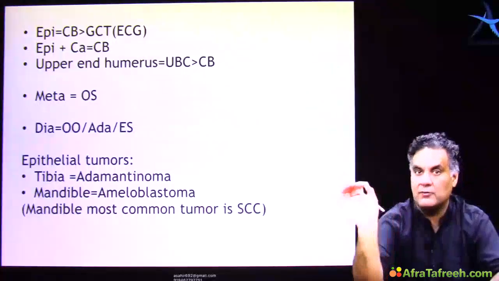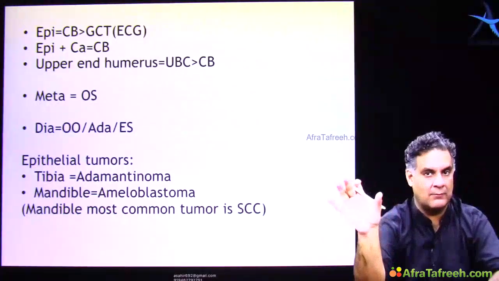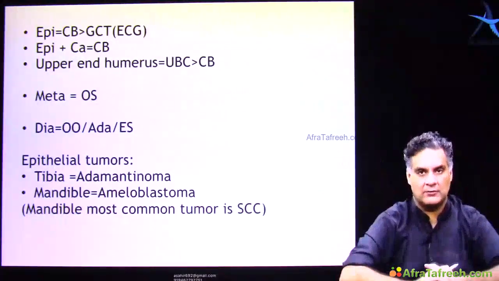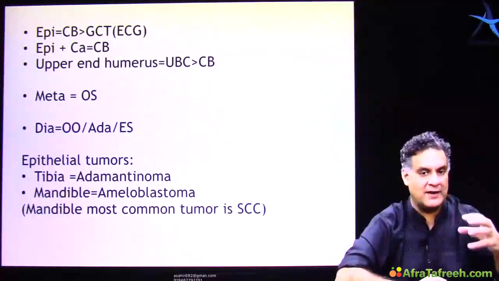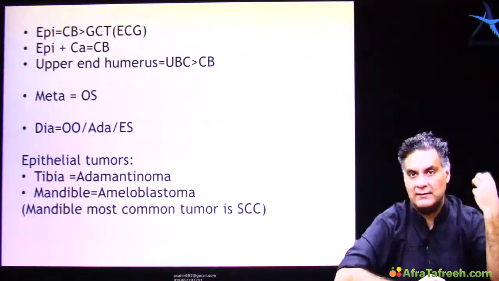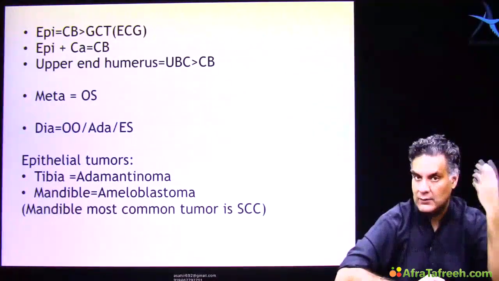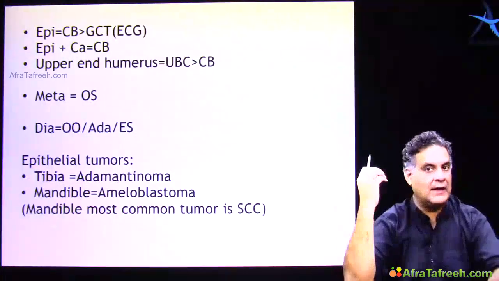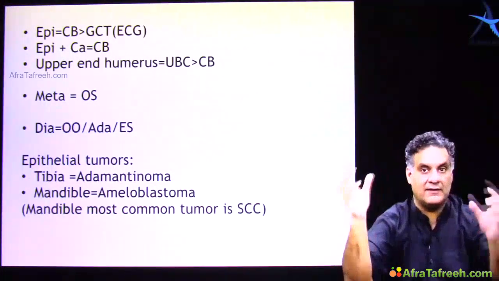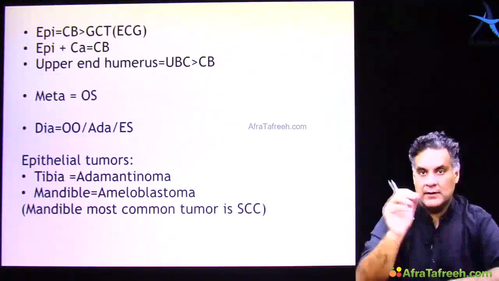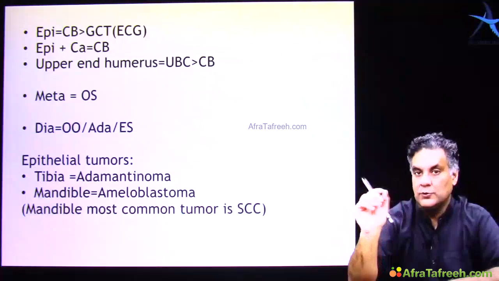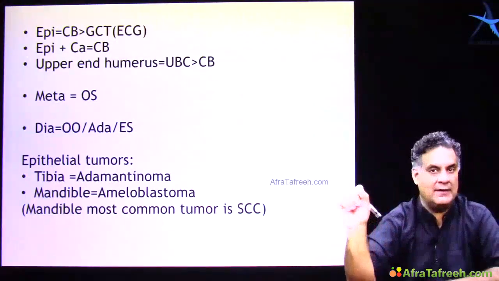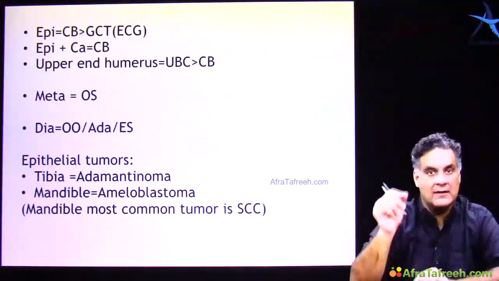If at the upper end of the humerus they talk about one lesion, remember unicameral bone cyst. Unicameral means single cavity cyst, followed by chondroblastoma. Epithelial tumors, not epiphyseal, there are 2 of them. One is adamantinoma, and the other is ameloblastoma. That should come to your mind. Before 1985, these 2 terms were interchangeable, but now they are used independently. The epithelial tumor that involves the tibia is adamantinoma, and the one that involves the mandible is ameloblastoma.